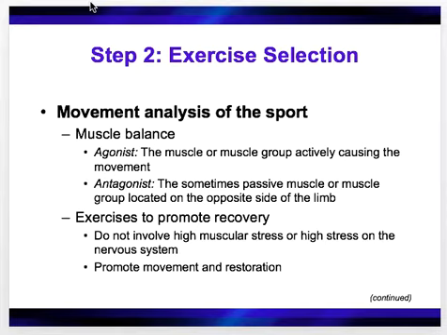Further, with step 2 in exercise selection, you want muscle balance, and you'll notice the two terms agonist and antagonist. The agonist is the muscle or muscle group actively causing the movement, and the antagonist is going to be the opposite, the sometimes passive muscle or muscle group located on the opposite side of the limb. So the agonist is the one that's actually performing or causing the movement. For example, if we're doing a bicep curl, your agonist muscle is going to be the biceps brachii, and your antagonist would be your triceps.